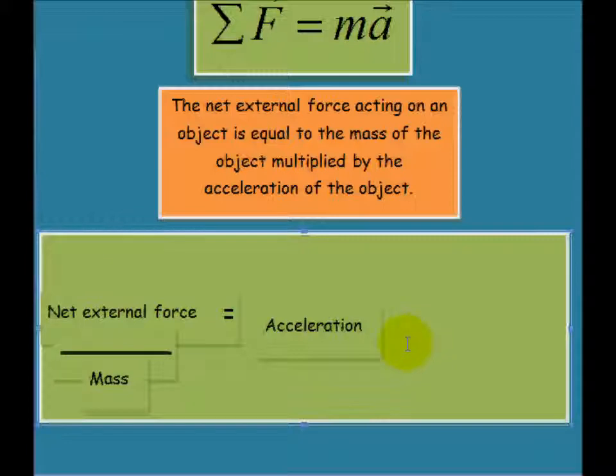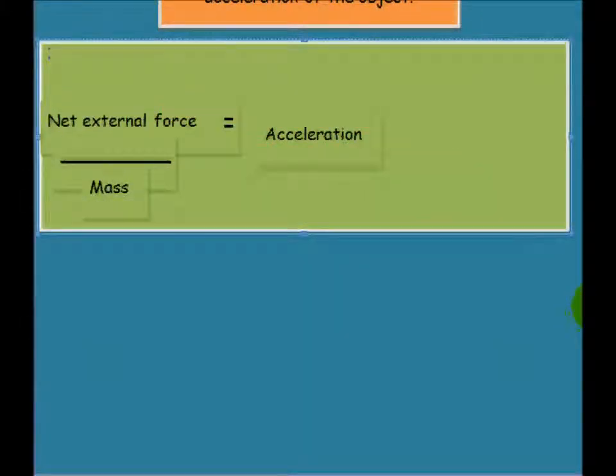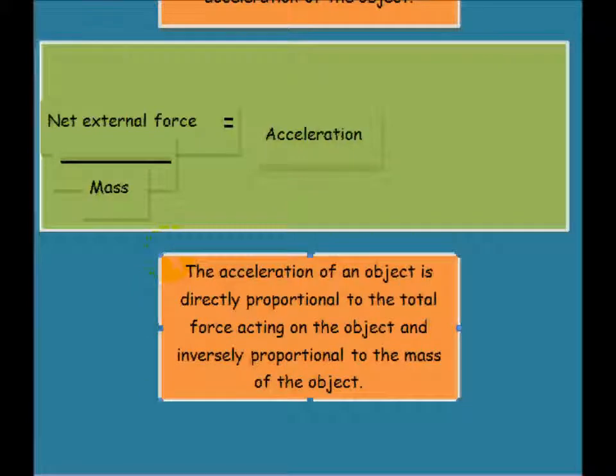What this says now is acceleration equals net external force acting on an object divided by the mass of the object. What in the world does that mean? Here's what it means. What that says is the acceleration of an object is directly proportional to the total net external force acting on the object and inversely proportional to the mass of the object.